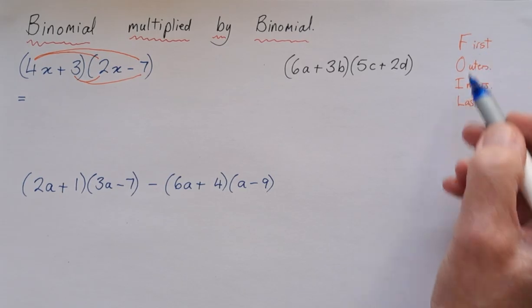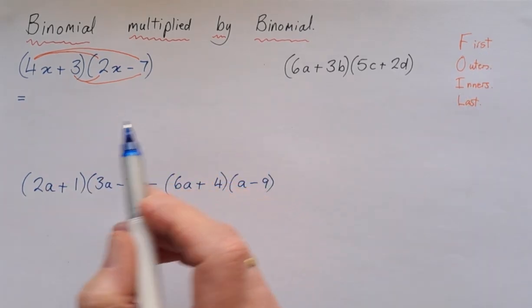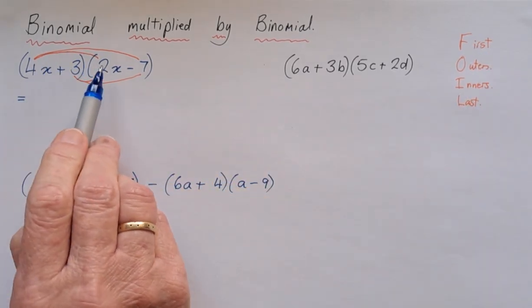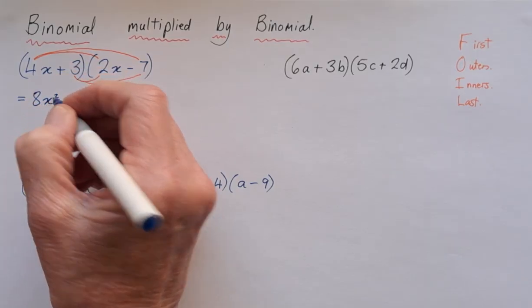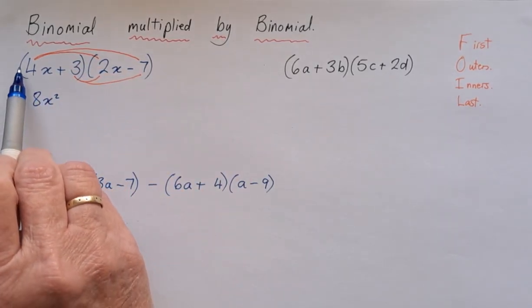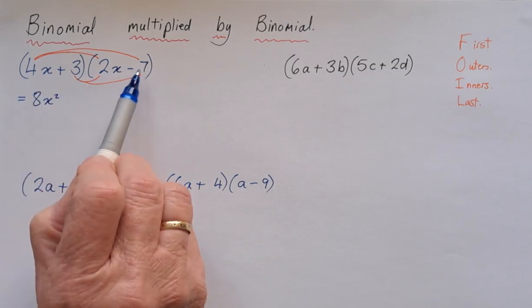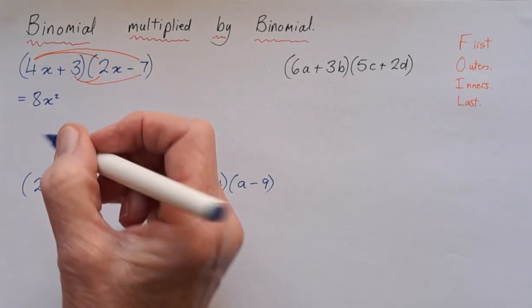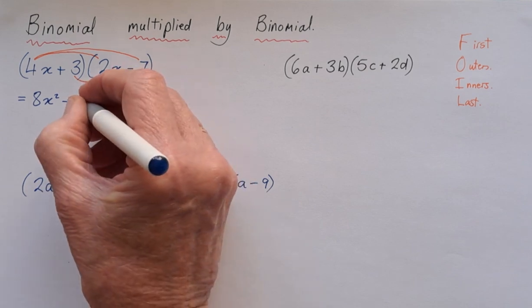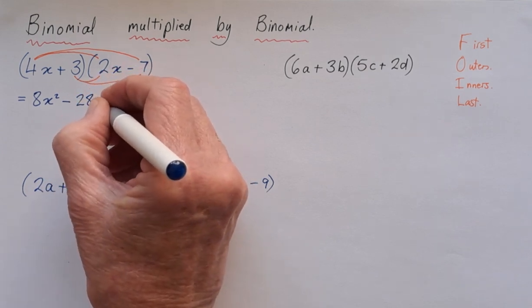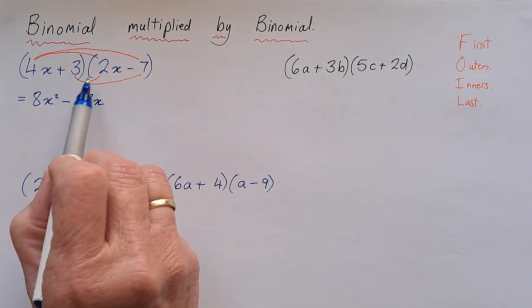So in doing FOIL, we eliminate the brackets. So we're saying 4x times 2x is 8x squared. Be careful of your signs. We're going to be saying this term minus that term, so positive times negative. 4x times 7 will be 28x. Then we go into the inners.